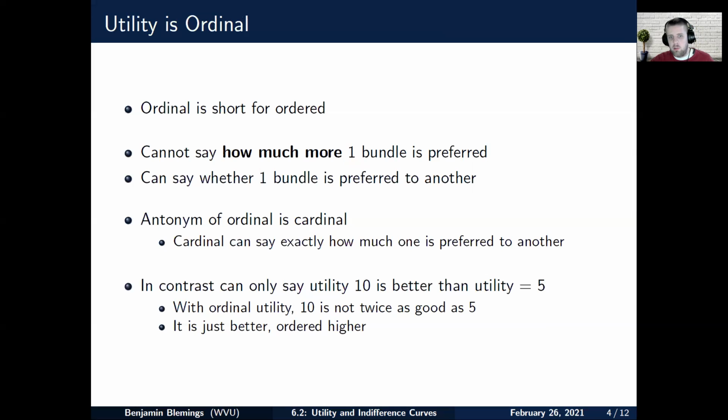And so for comparison purposes, the antonym of ordinal is cardinal. With cardinal, you can say exactly how much one is preferred to another, so you can say something more about the magnitudes. With our ordinal utility, we won't be able to say that 10 is twice as good as 5. We'll just know that 10 is better.